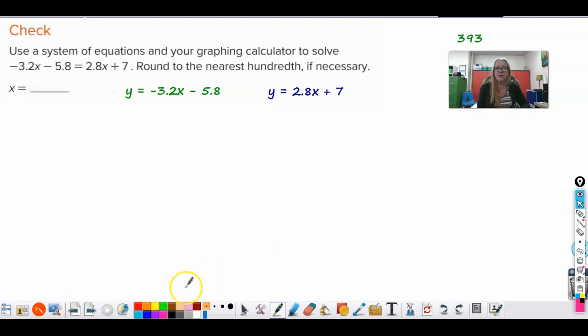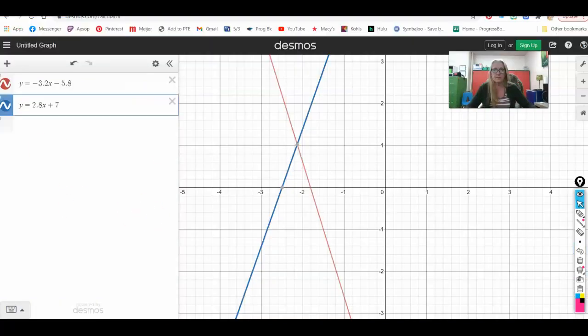Use a system of equations and your graphing calculator to solve. Well, see, now here's where they tip me off on the graphing calculator. Because, first of all, you know I don't like decimals. I love fractions, but I hate decimals. And so here they give us this big old ugly problem. What you would do is you would say y equals this side and y equals that side. And then you would graph them in a graphing calculator, which is what I've done.